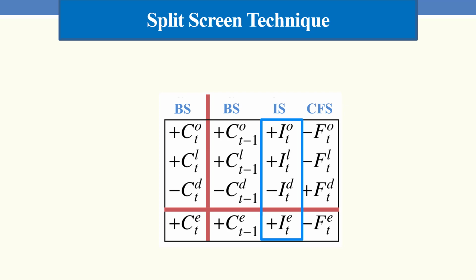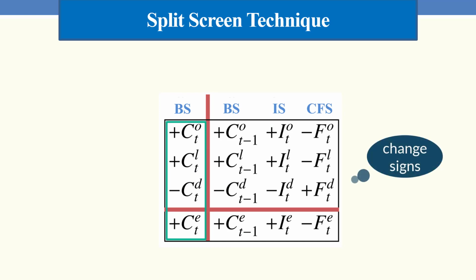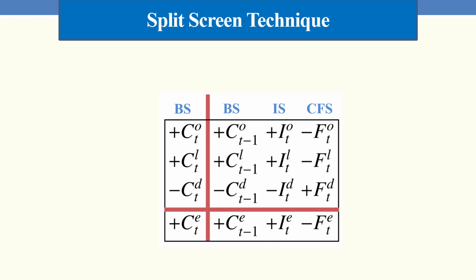Another property of the split screen matrix is that a column in the right region may be shifted to the left region as long as the signs of its elements are changed, and vice versa, a column in the left region may be shifted to the right region as long as the signs of its elements are changed. So let's move the cash flow statement column, the last column, leftward by changing signs. What do we get?